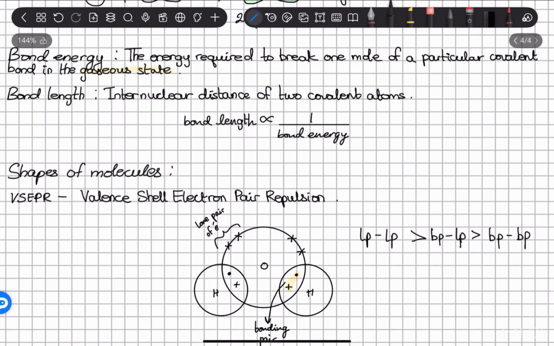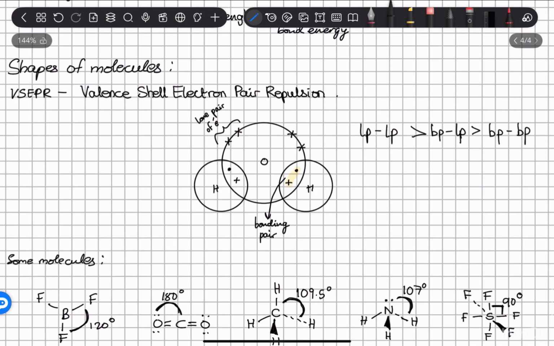Okay, so enough with the bond energy. We're coming to the last part of this video, which is shapes of molecules. We're going to be using VSEPR theory. I like to call it VSEPR even though it sounds really weird, and don't get me started on the weird chemistry names.